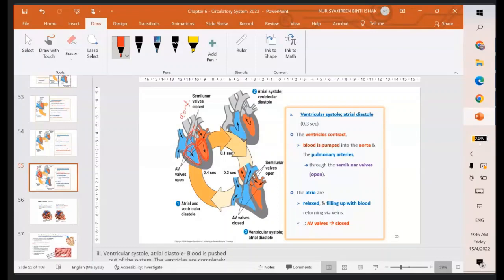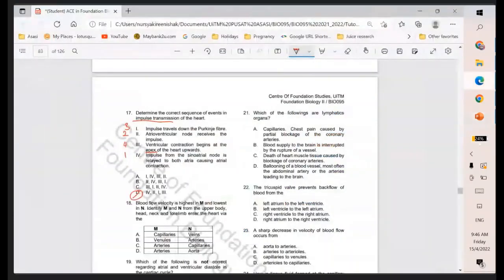Faham ke? Faham. Okay, so apex is the base of the heart.